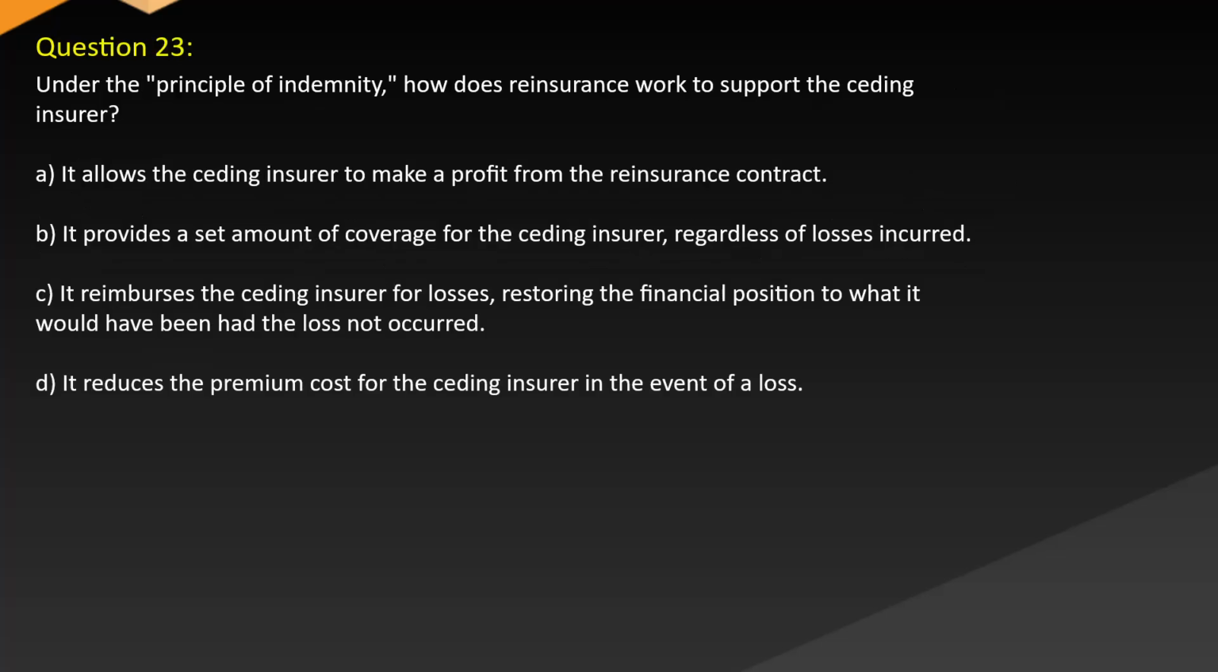Question 23. Under the principle of indemnity, how does reinsurance work to support the ceding insurer? A. It allows the ceding insurer to make a profit from the reinsurance contract. B. It provides a set amount of coverage for the ceding insurer regardless of losses incurred. C. It reimburses the ceding insurer for losses, restoring the financial position to what it would have been had the loss not occurred. D. It reduces the premium cost for the ceding insurer in the event of a loss.